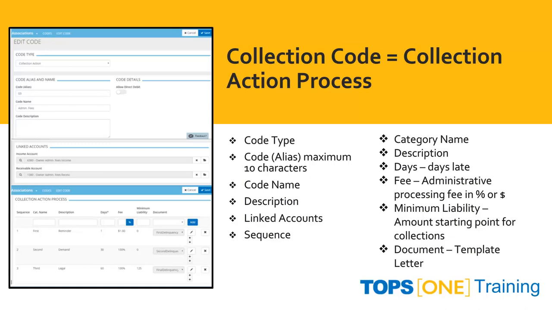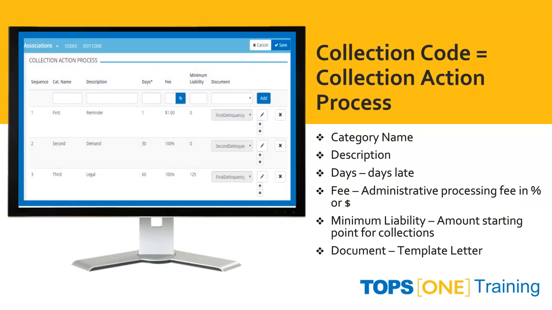category names, descriptions, days late, fee, processing and percentage or flat amount, the minimum liabilities, and the document to be attached. The collection code action process table can be set up to include up to 10 sequences. Each one must have a category name, a description, the days from the initiation of the collection process, fees if any, minimum liabilities. Always a document must be attached or the process will not save.